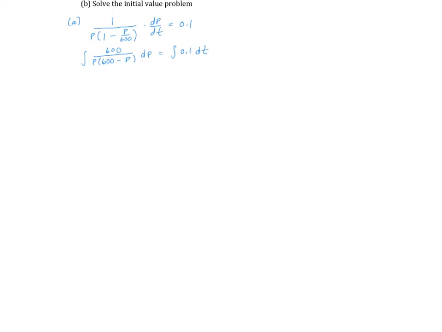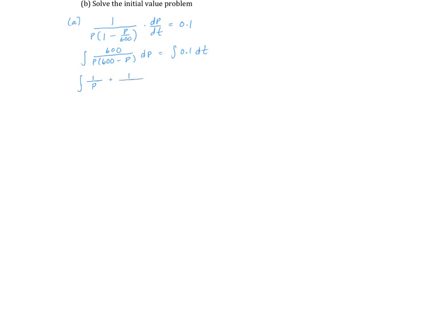Now, I don't know how to integrate 600 over P times 600 minus P, but if I use partial fraction decomposition, I can break it up into 1 over P, and I'm not showing the partial fraction decomposition.